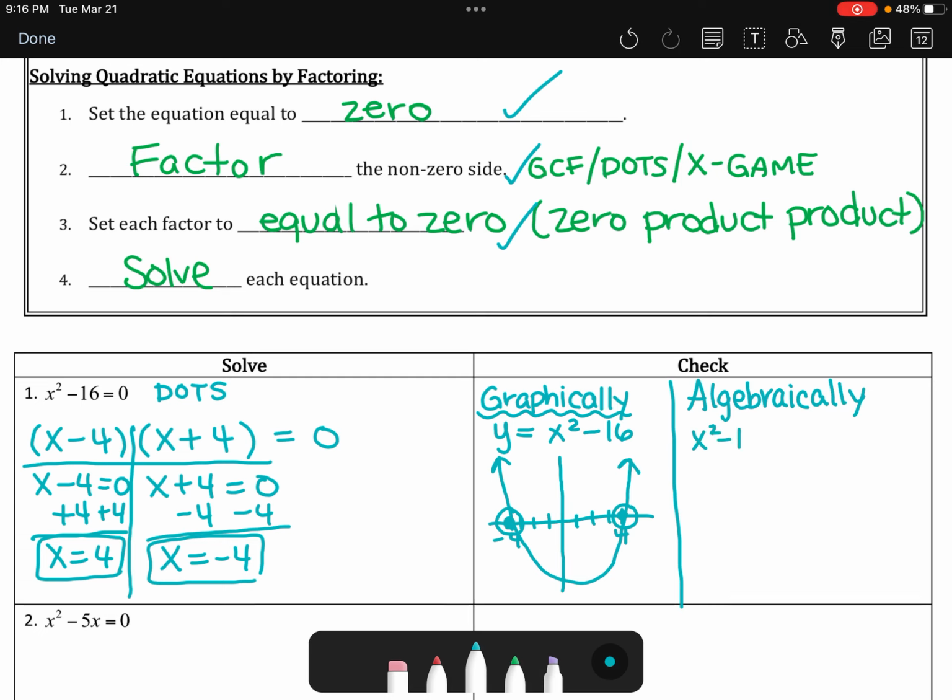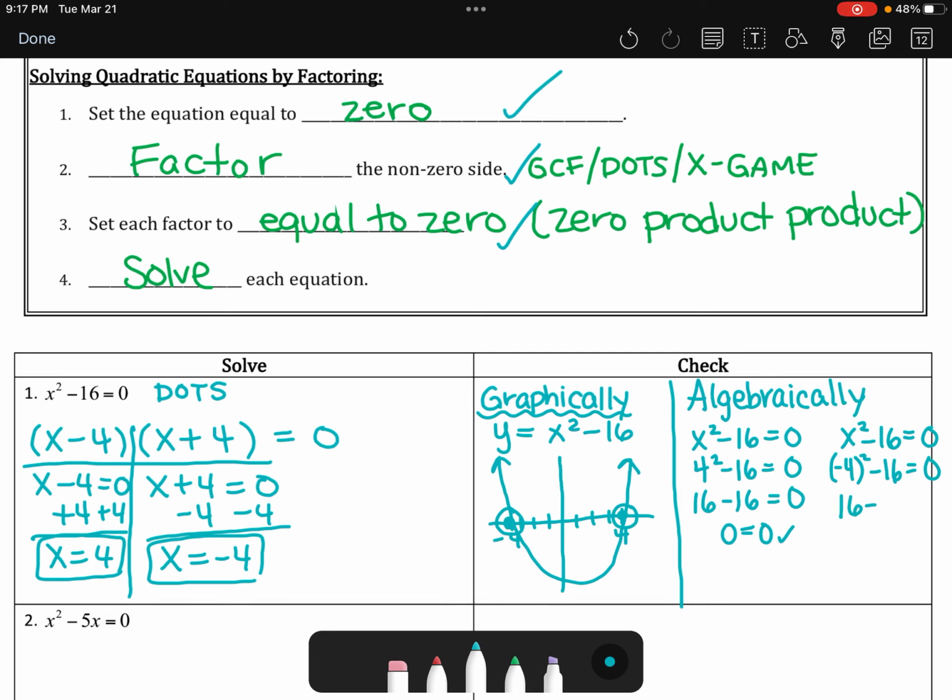Algebraically, x squared minus 16 equals 0. I'm going to have two checks here because I have two different answers. I plug 4 in, and I check to see if it's equal to 0. 4 squared is 16, not 8. 16 minus 16 is 0. 0 equals 0, check. Then I plug in negative 4, my second answer.